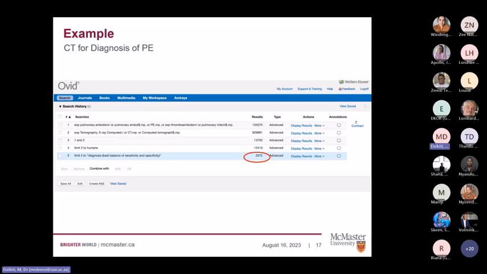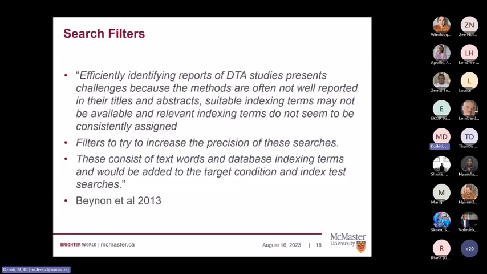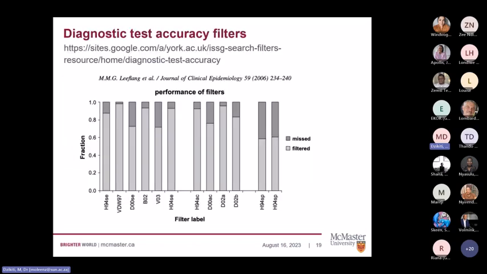So in diagnostic accuracy, there's a lot of search filters. There's a lot of challenges in identifying these studies in systematic reviews because they're not well reported and there's no consistent jargon to describe these. So suitable indexing is not really available, and therefore many people have tried to develop these filters to increase the precision of these searches. And these are just text words and database indexing that can increase the precision. So there are many, many filters for diagnostic accuracy studies.